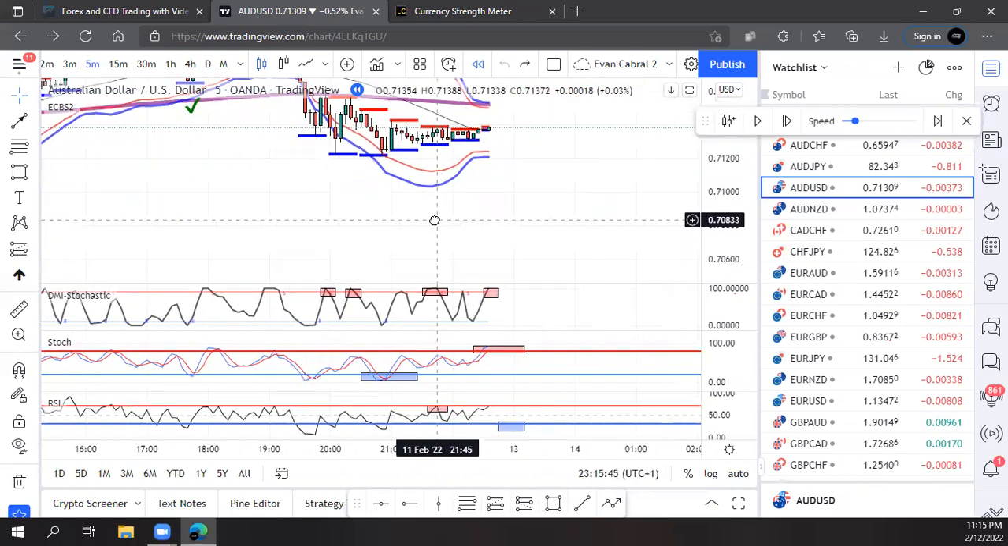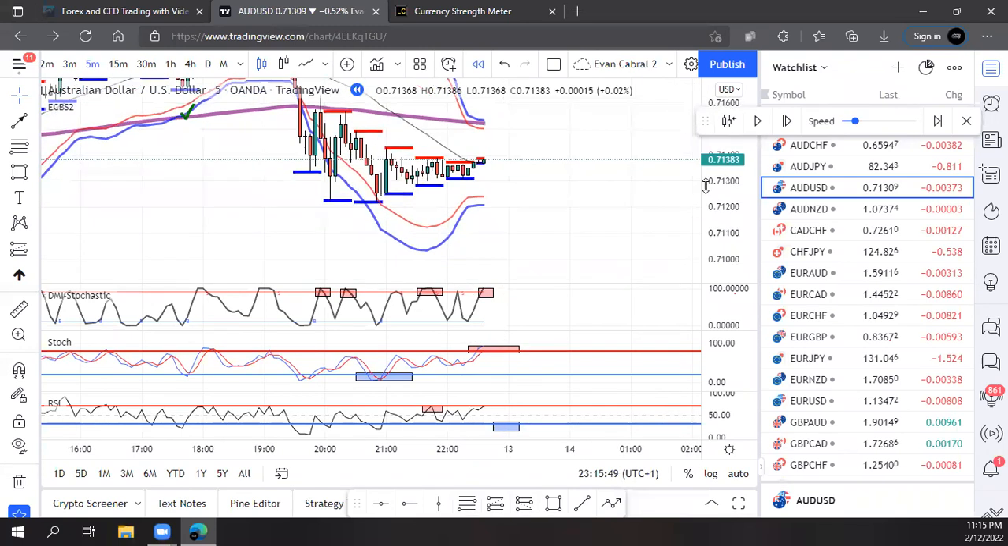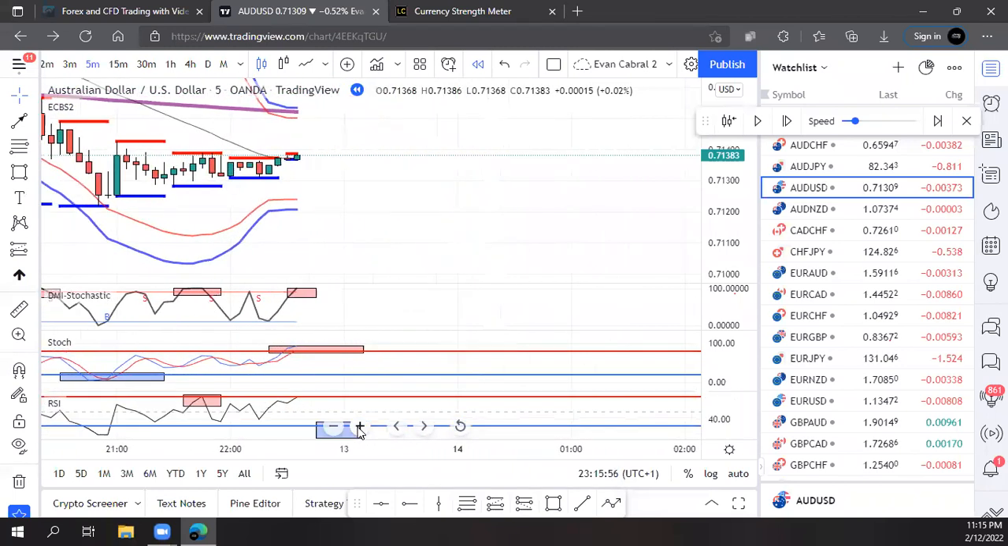Now, if I go down to the RSI, do we have the RSI at red? Look at the RSI. Is the RSI at the red area? Yes or no? Right? We have it. We actually have RSI at the red area.